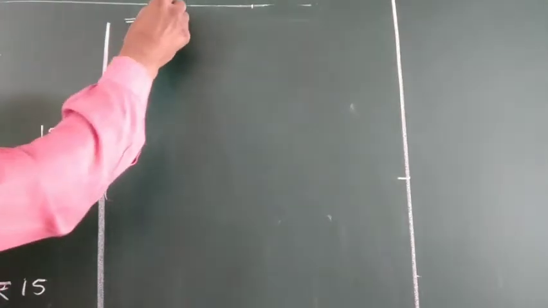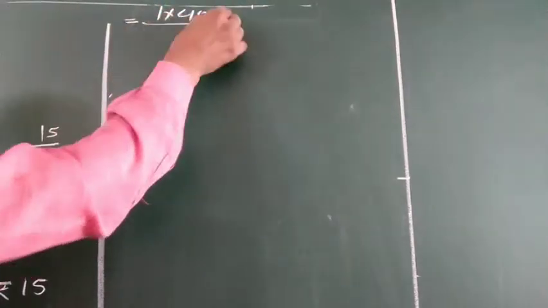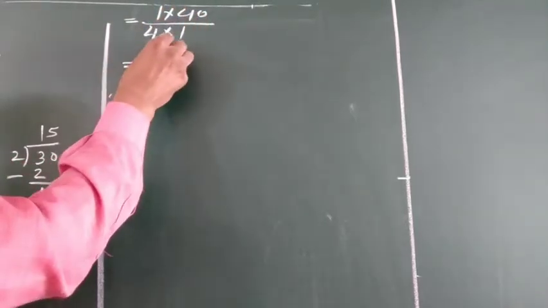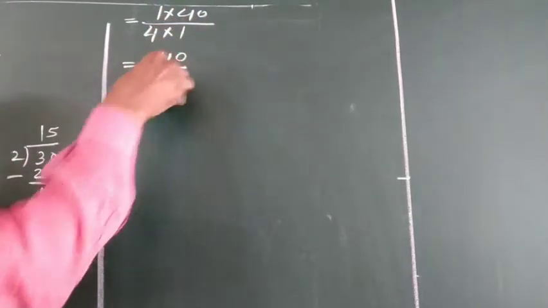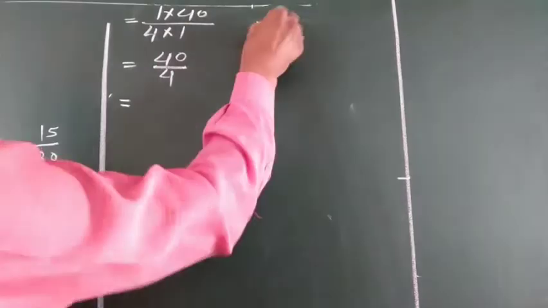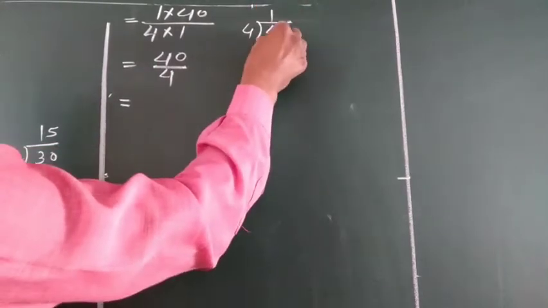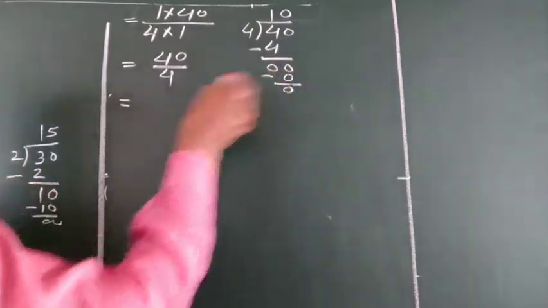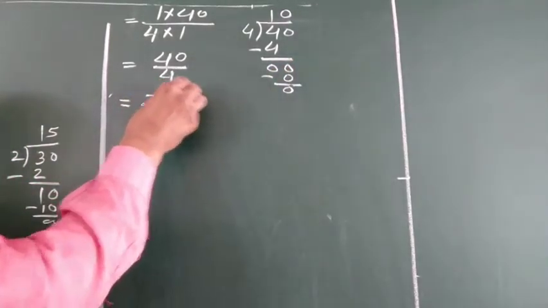See, it is 1 into 40 and then it is 1 into 4 into 1. 40 ones are 40, 4 ones are 4. Now see, again divide here. 40 by 4, 4 ones are 4, 0, 0. It is 0, 4 zeros are 0. It is equal to rupees 10.